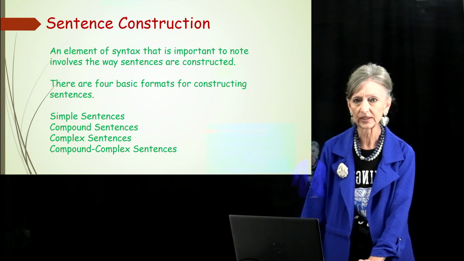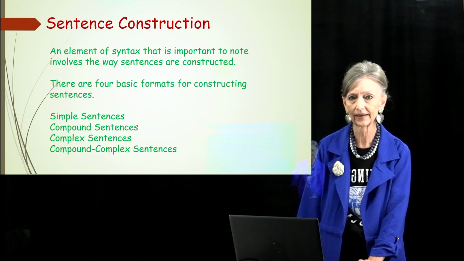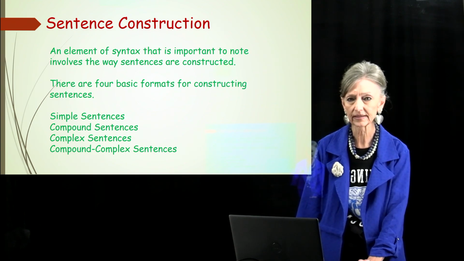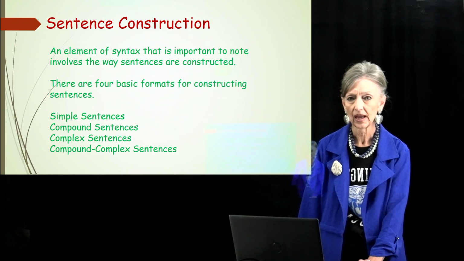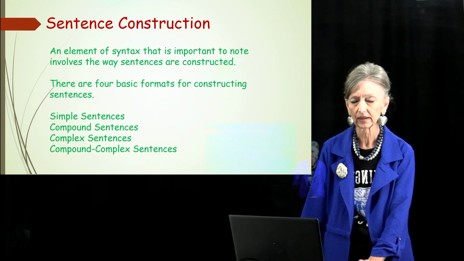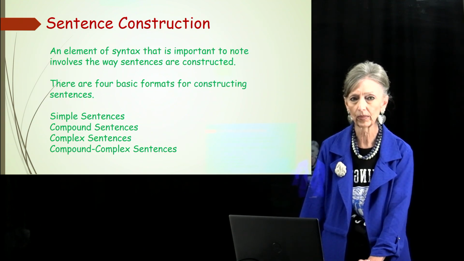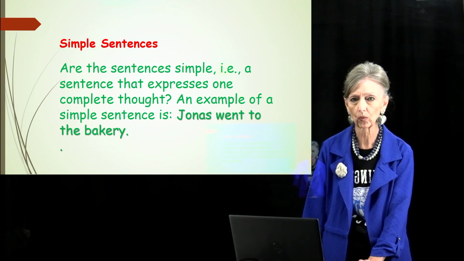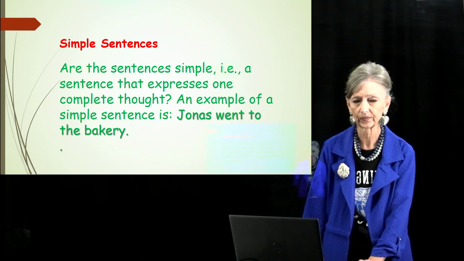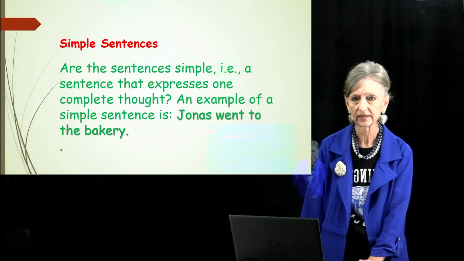In addition to noticing the sentence types, we need to notice the way that sentences are constructed. The sentence construction is an element of syntax, and there are four basic formats for constructing sentences. We can have simple sentences, compound sentences, complex sentences, and compound complex sentences. Simple sentences are sentences that express one complete thought. An example of a simple sentence is, Jonas went to the bakery.